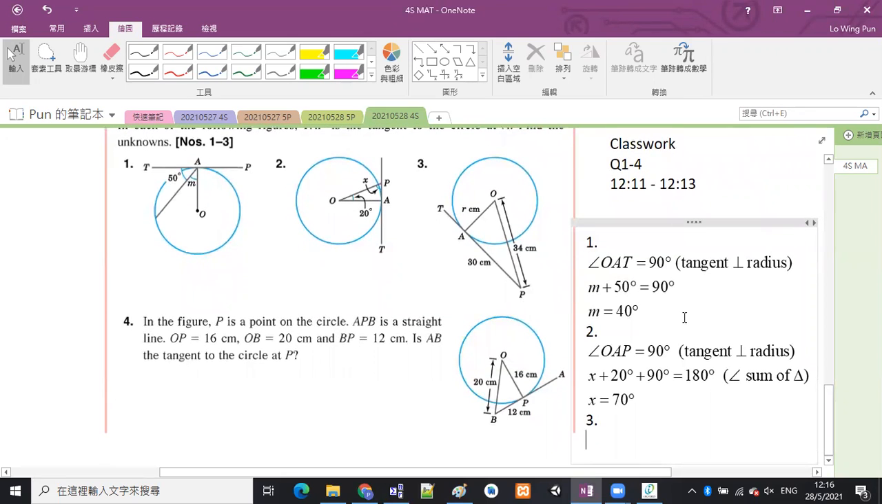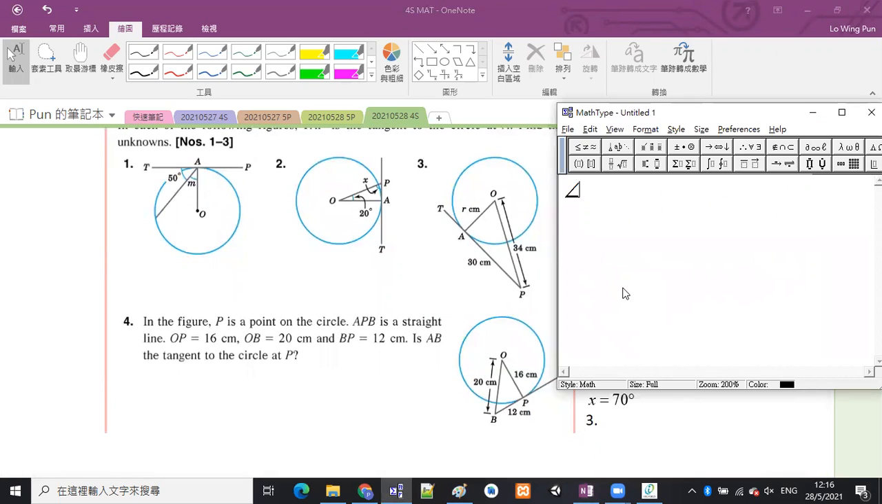And then question number 3. So angle OAP should be equal to 90 degrees. This is tangent perpendicular to radius. 嗱，呢個你想唔知啊？Number 3，我都記得我曾經講過嘅。If you are going to use the Pythagoras Theorem to find some lengths, you need to make sure that either the question has told you that it is a right angle triangle, or you need to prove that it is a right angle triangle yourself.